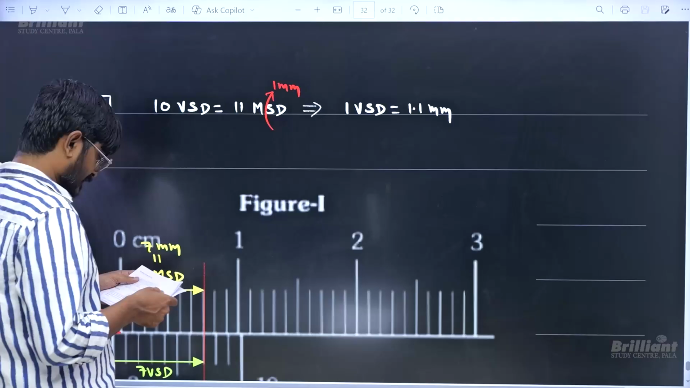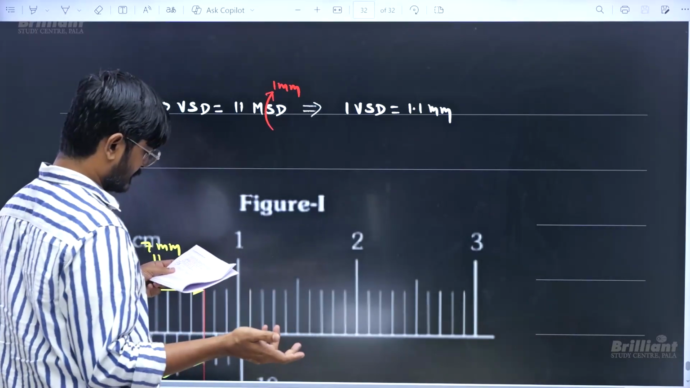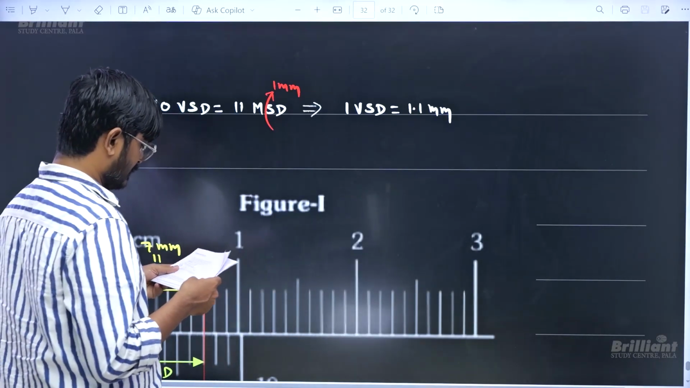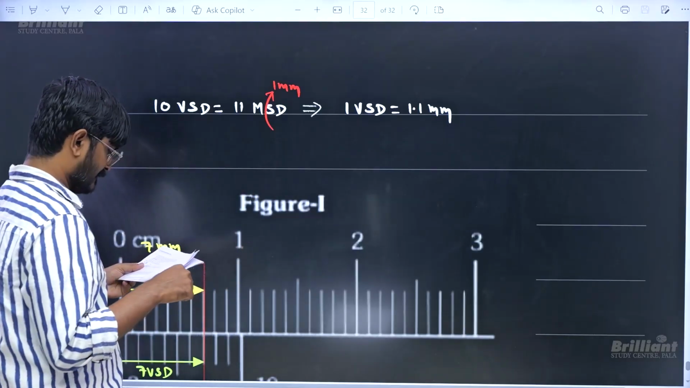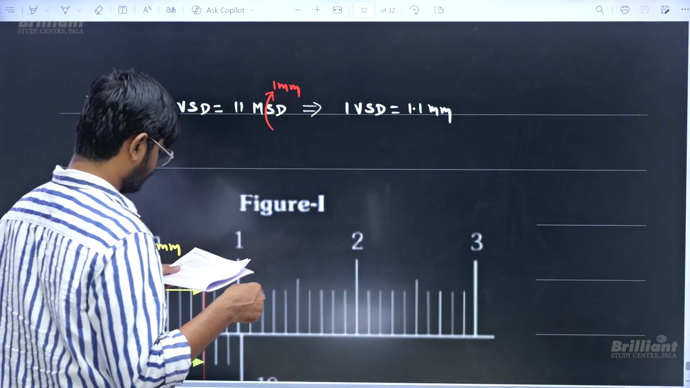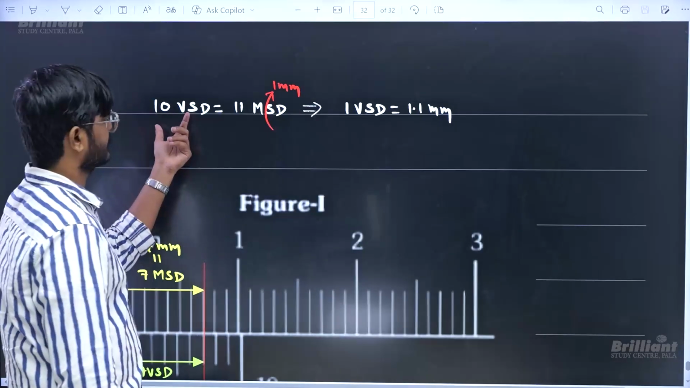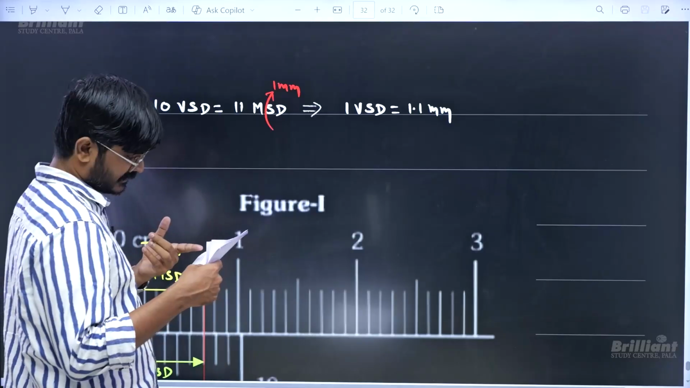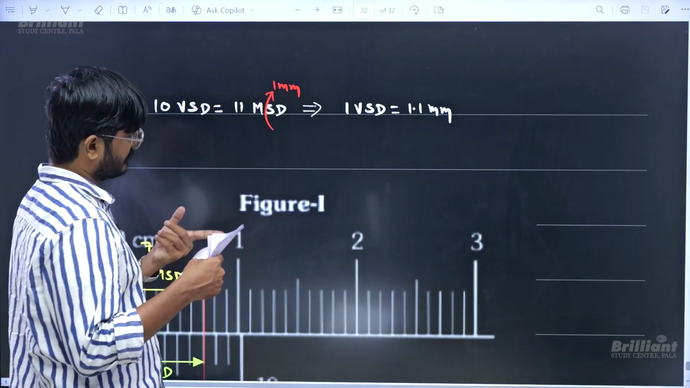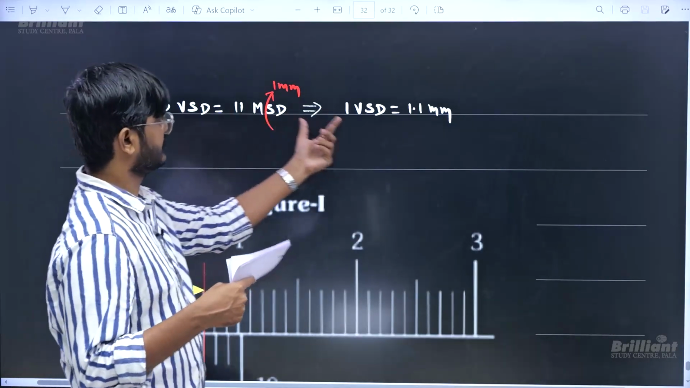In ordinary vernier calipers, the 10th division of the vernier scale coincides with the 9th division of the main scale, but in this specially designed vernier calipers, the vernier scale is so constructed that the 10th division coincides with the 11th division of the main scale. 10 vernier scale divisions equal 11 main scale divisions, and they have given each division on the main scale as 1 mm. From here you will be getting 1 vernier scale division.